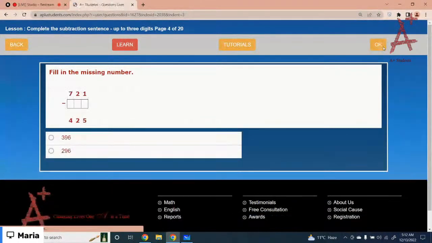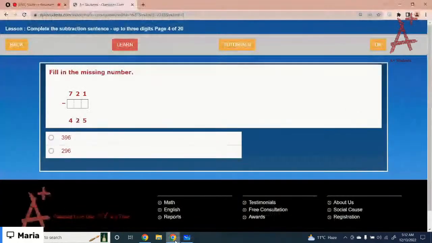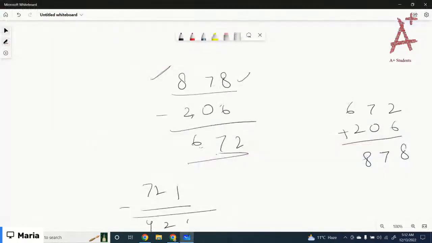Got it, everyone? Okay, like for the next one. The next one is 721, subtract the missing number, and the difference equals 425. Okay, now you are missing the smaller number. You always subtract the smaller number out of the greater one. Got it? This number is always greater and this one is always smaller. You have to find the smaller one now. So subtract the greater number and the difference, and you will find the missing number.